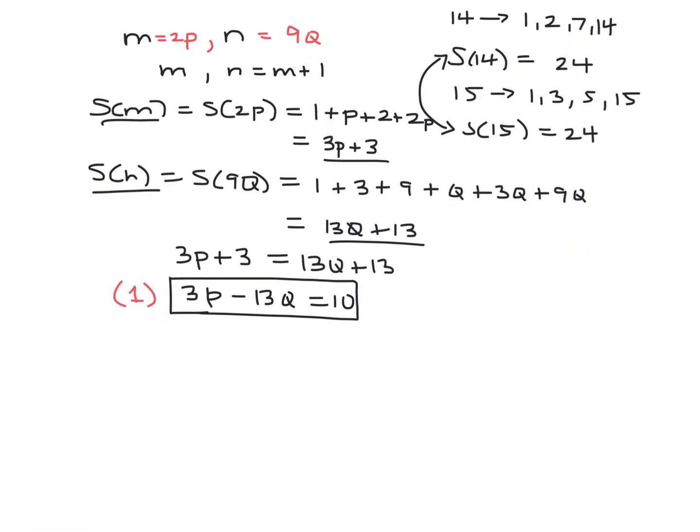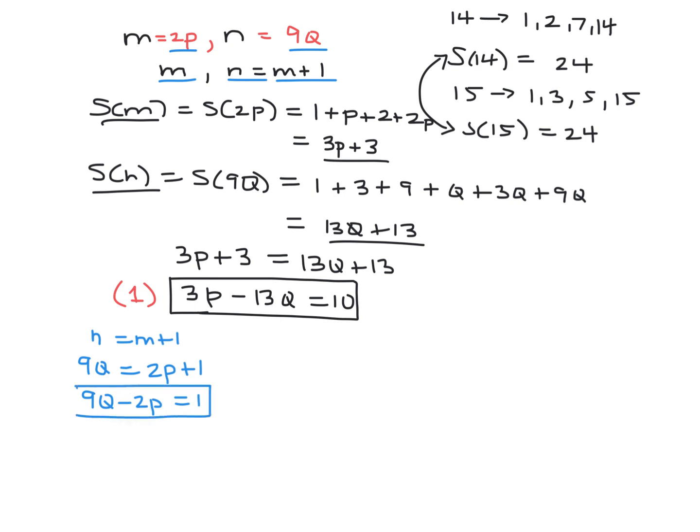Okay, so now where can I go from here? What more information? I know that these are consecutive, right? So that means we have n is equal to m plus 1. Okay, so let me just substitute what they are in terms of p's and q's. N is 9q, and m is 2p. So that means 9q minus 2p is equal to 1. And I believe that is the only other equation I can find here.